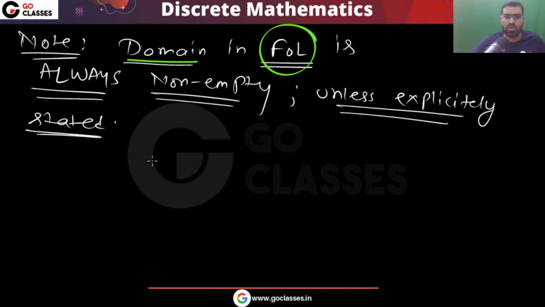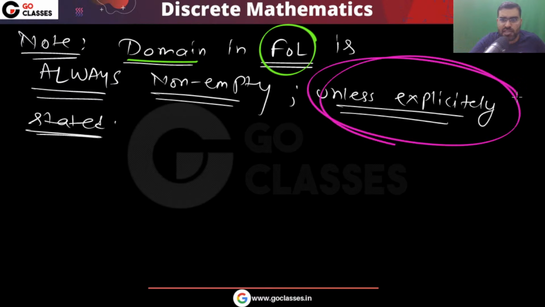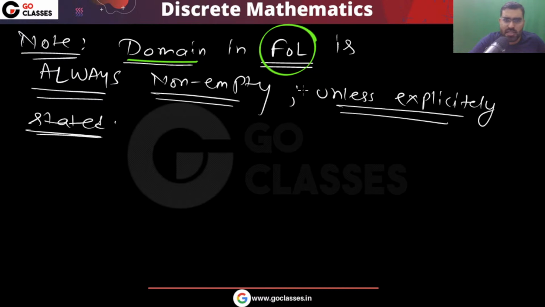Please understand, this is a very important point, that the domain is always non-empty. In first order logic, the domain is always non-empty unless explicitly stated. If I tell you that the domain is empty, then you have to consider the domain to be empty. Other than that, the domain will always be non-empty. The domain will have at least one element.